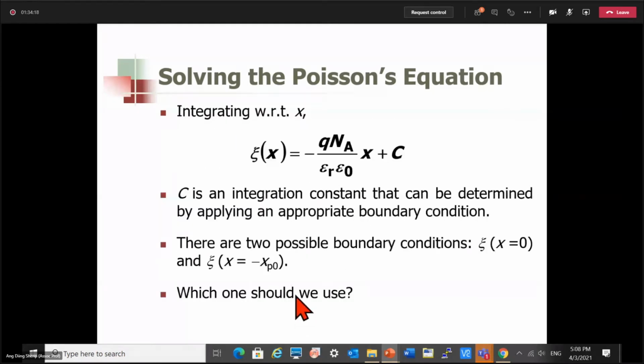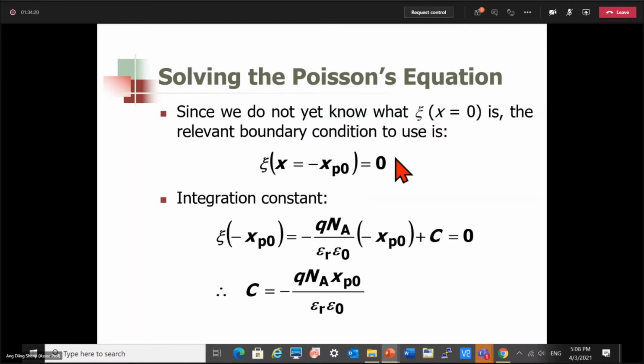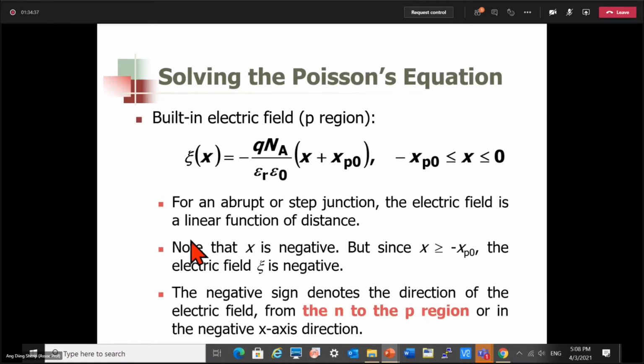Okay, right. So we use this boundary condition. If you put x equals minus xp naught and then set the electric field to be 0, the constant of integration C can be easily determined. Okay, so after you have done that, then you have fully solved for the electric field function on the P side, which is given by this expression here.